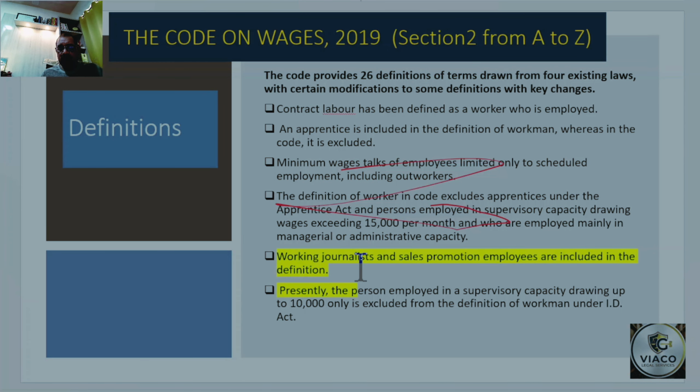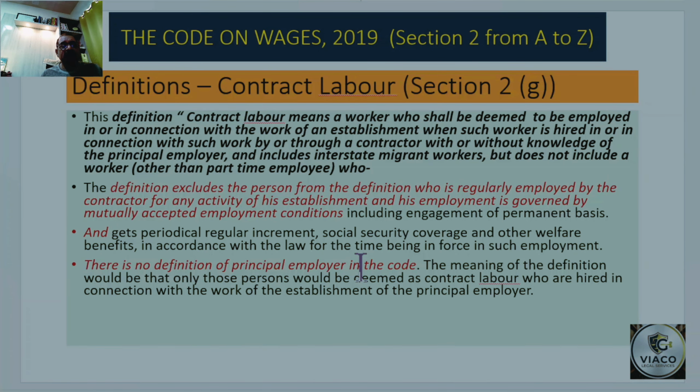Now let me move on to another definition. The definition of contract labor comes under section 2(g): a worker who shall be deemed to be employed in or in connection with the work of an establishment when such worker is hired in or in connection with such work by or through a contractor, with or without the knowledge of the principal employer.